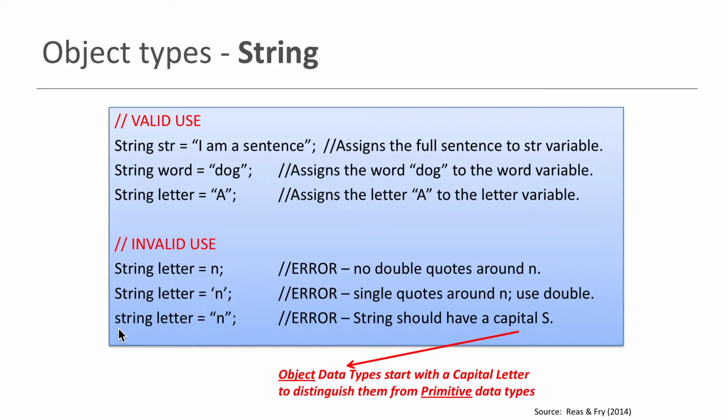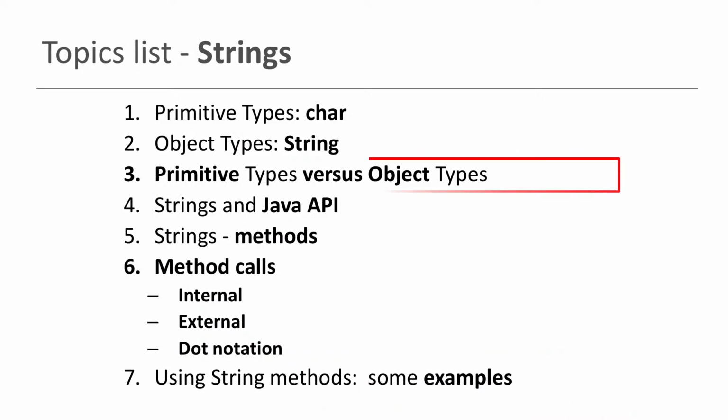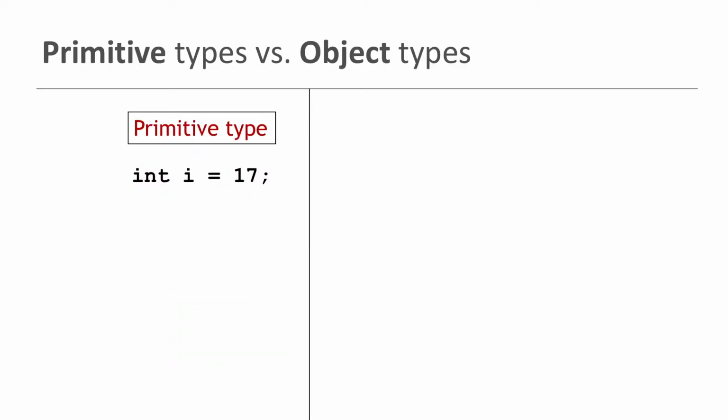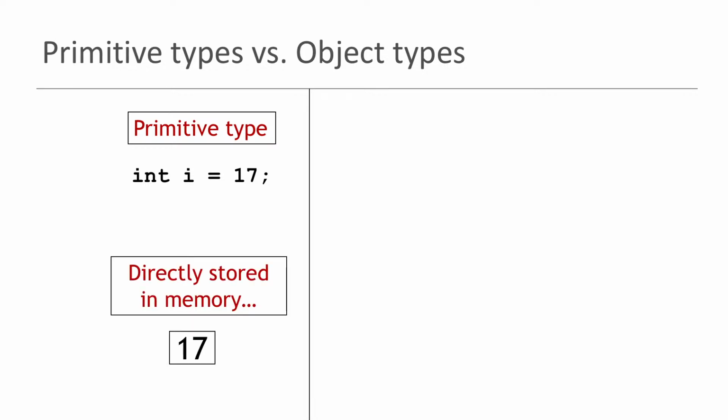Object data types start with a capital letter to distinguish them from primitive data types. So what's the difference between a primitive type and an object type? Well, primitive types are what we've been working with all along. So for example, int i, int is a primitive type. And when we say int i is assigned a value 17, 17 gets stored in a box in memory.